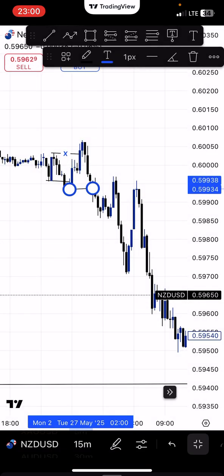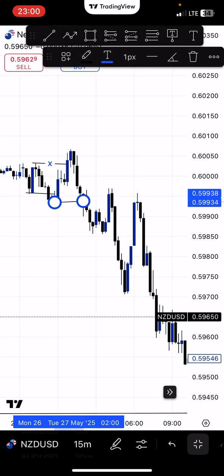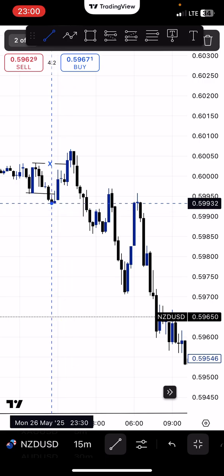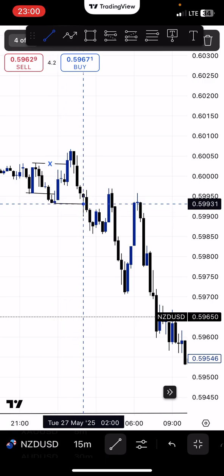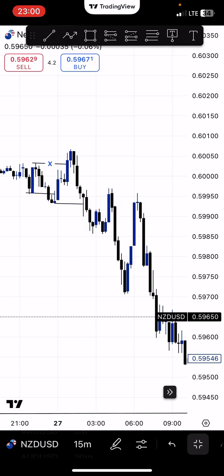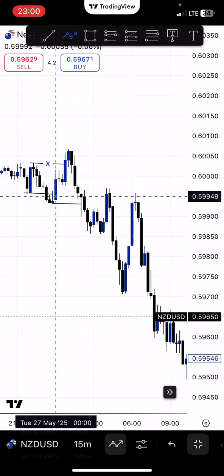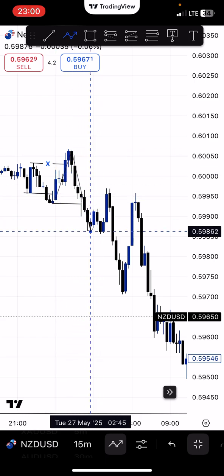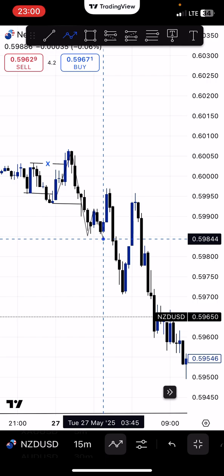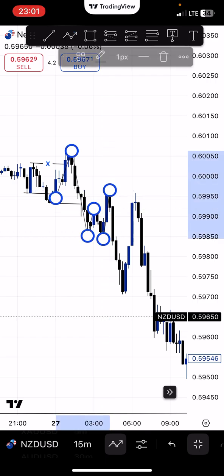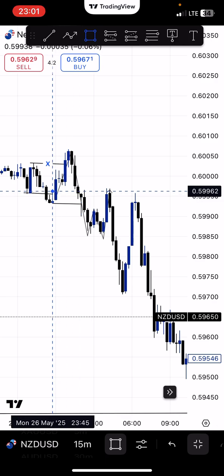The market broke out. Sorry, let me draw my line properly. So the market broke out, gave us this as liquidity, and gave us this that swept liquidity. And mind you, this is your breaker block here.